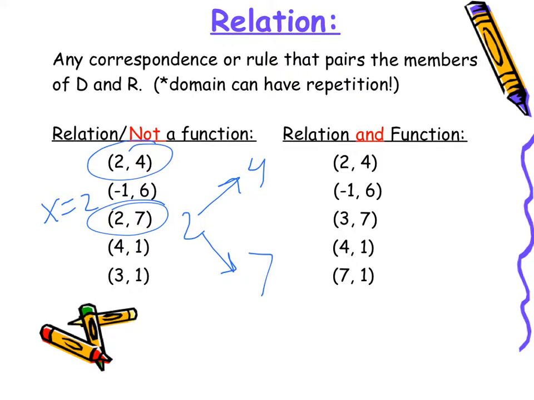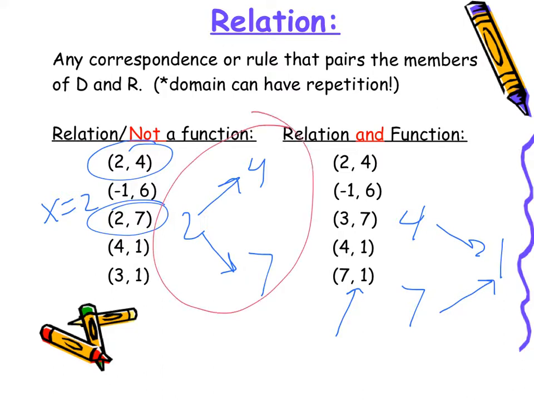If I look at the set of points on the right, I don't see that happen. 2 goes to 4, -1 goes to 6, 3 goes to 7, 4 goes to 1, 7 goes to 1. Oftentimes people think these last 2 points are a problem, but they're not. 4 is getting paired with 1. So is 7. What makes it a function is that 4 and 7 are each getting paired with one number. It just happens to be the same number.